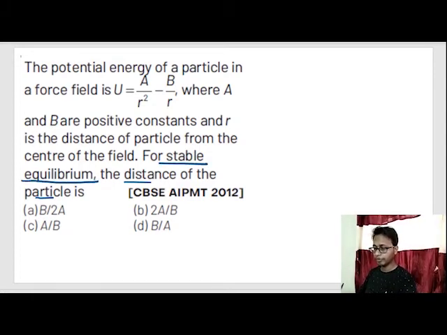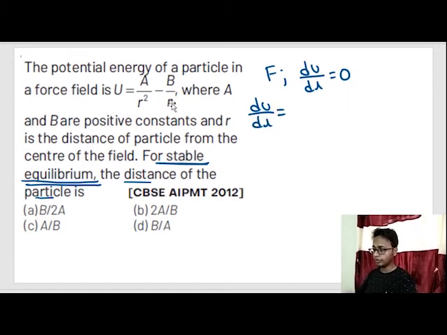Okay, so a relation is given, but for stable equilibrium, force is equal to 0. And force equal to 0 means du by dr is equal to 0. I said du by dx is equal to 0, but out here x is given in terms of r, or distance. Therefore, for du by dr equal to 0, we have to differentiate this function, a by r square minus b by r, with respect to r.